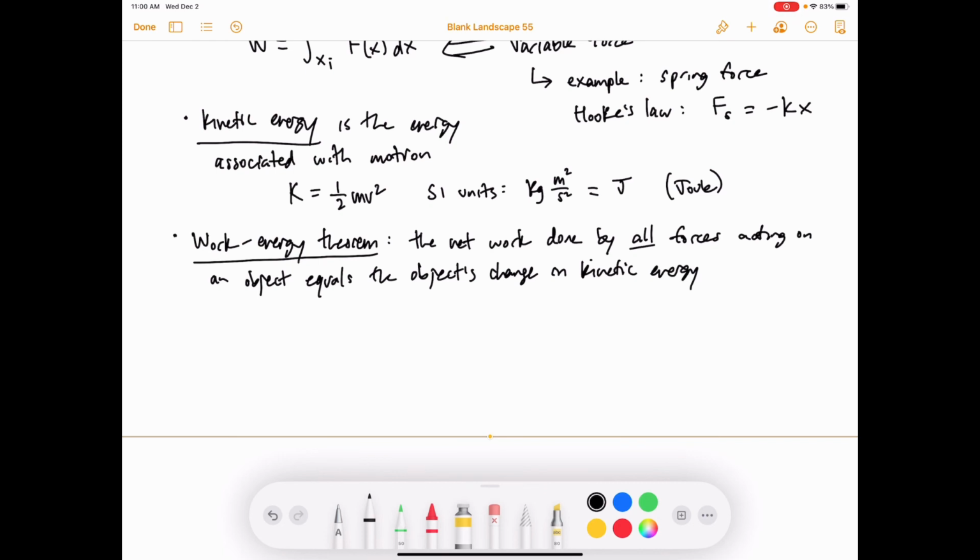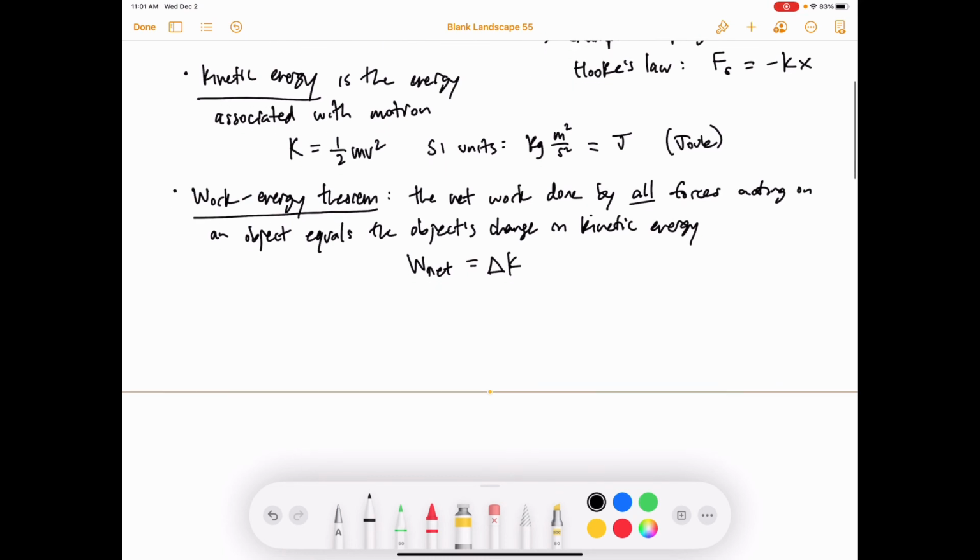Okay, so as a simple equation, we can write W net, the net work done on the object, is equal to delta K, the change in kinetic energy of that object. So the next thing to address here is power. So in physics, when we talk about power, we're talking about the rate at which work is done.